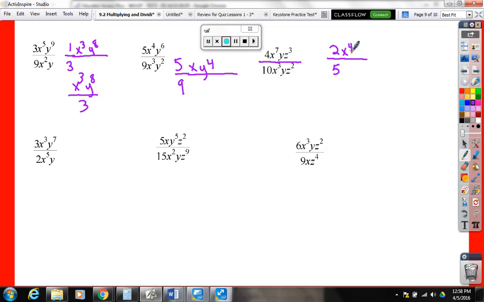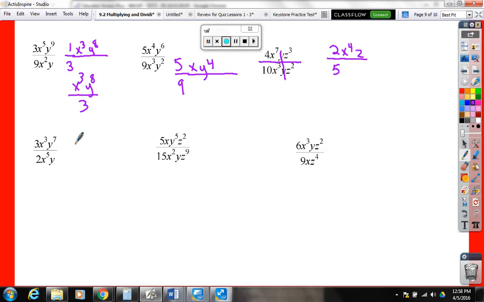Right, no y. Good. The y cancels out. There's just one y on top, one y on the bottom. Y divided by y is 1. Y to the 1 divided by y to the 1 is y to the 0, which is 1. So either way, the y's cancel out. We're left with 2x to the 4th z over 5. Yeah. Okay, this one I'm going to do because this one something strange happens.